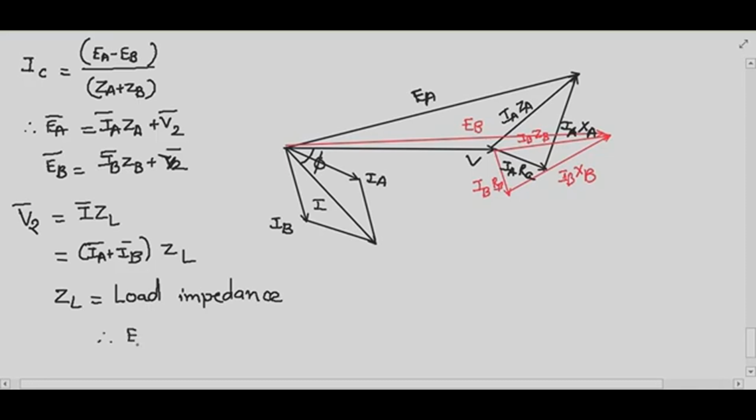Therefore, I can write down EA equals to IA ZA plus, what is EA? IA ZA plus V2. So what is V2? V2 is nothing but I into ZL. But what is I? I is IA plus IB. So I will put the value of V2 here in terms of IA and IB only into ZL. Then this is your equation number 5.